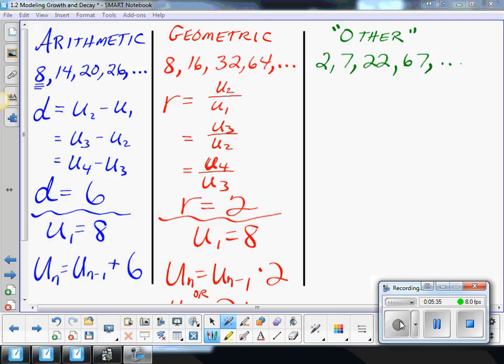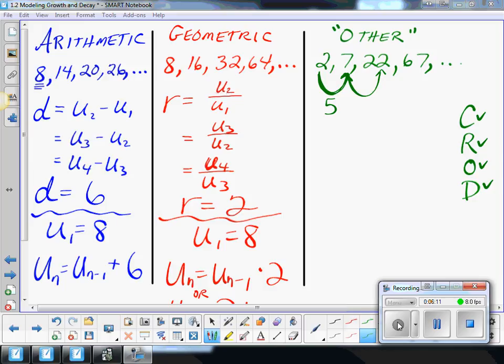So we're at the point where it's neither arithmetic nor geometric, so we have to find out what this other might be. And to find the other, we have this thing that I call the CROD. So what is this CROD? Well, it stands for the common ratio of the differences. So here's what I want you to do. Go back to when we said, what does this change by? Or what is 7 minus 2? It changes by 5, right? What is 22 minus 7? Or what does it change by? 15. Then check to see what 22 and 67 differ by.